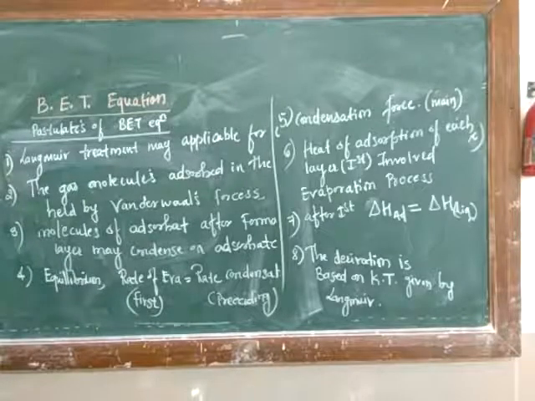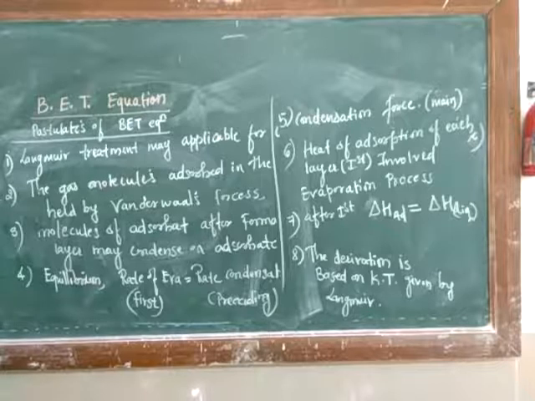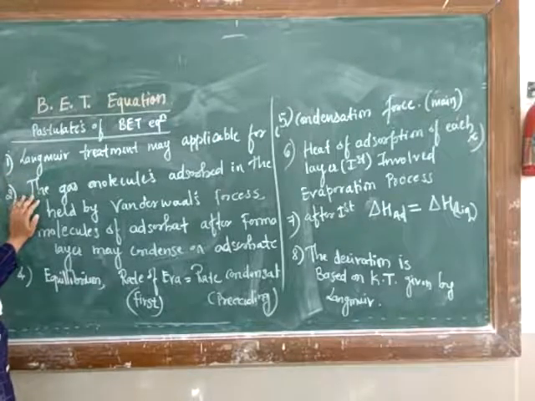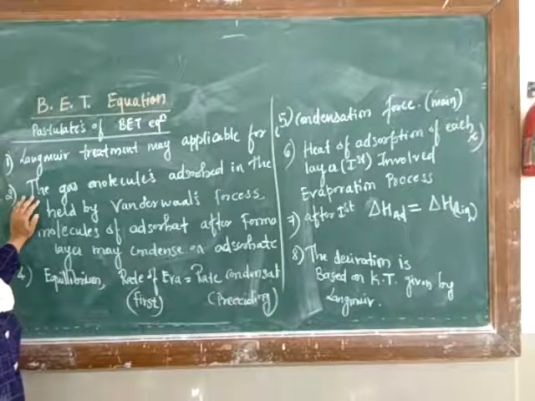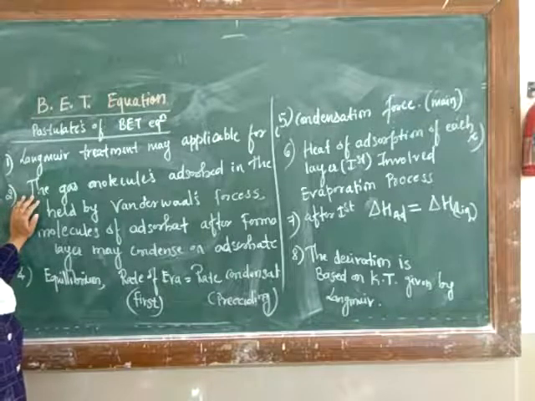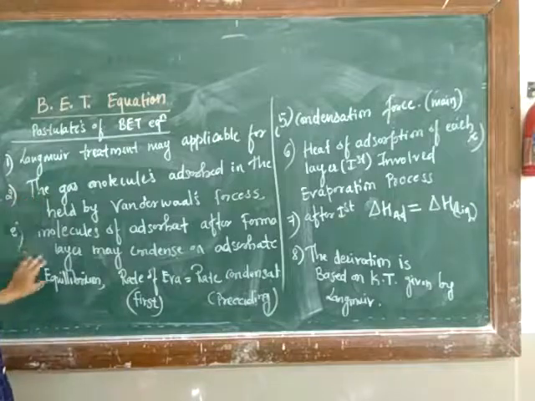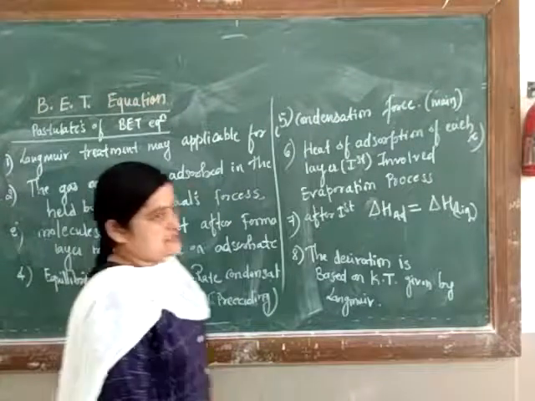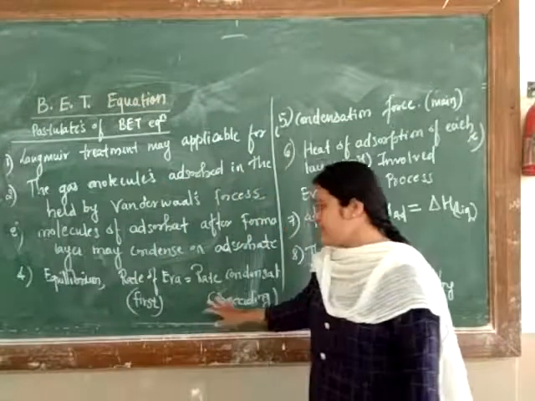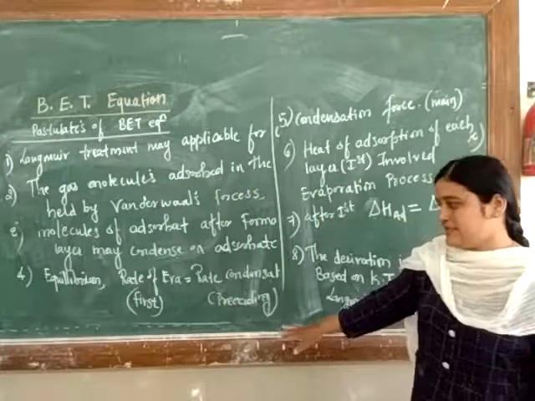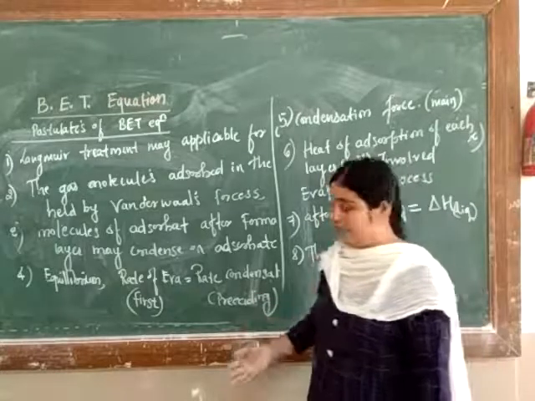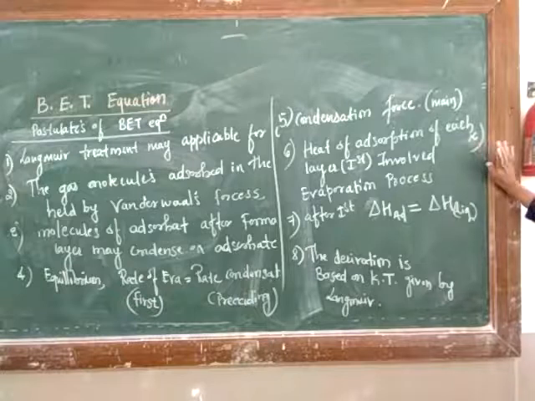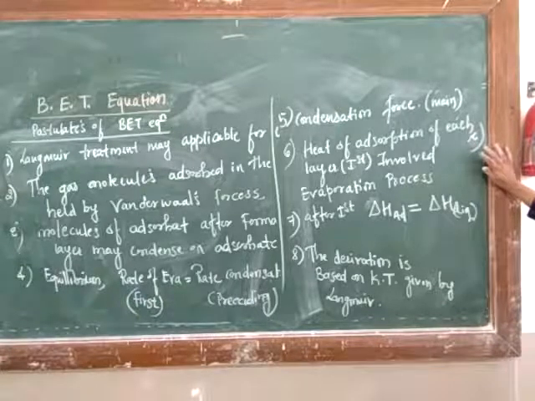Next, the postulates: the Langmuir treatment is applicable only for a unimolecular layer. The gas molecules adsorbed in the BET equation are held by weak van der Waals forces, in the first layer, second layer, and so on. Next, molecules of adsorbate after the formation of a monomolecular layer may condense over there. Next, the equilibrium: the rate of evaporation of the first layer is equal to the rate of condensation of the preceding layer. Next, the fifth one, the condensation force, is the main or principal force involved in the BET equation.